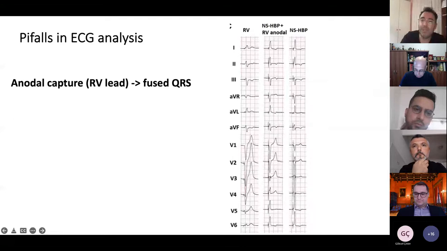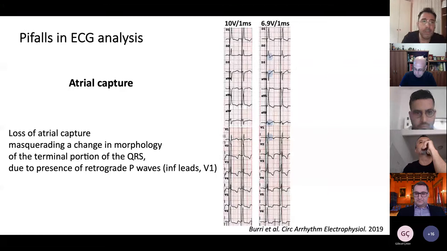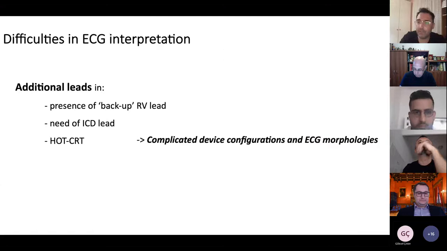Sometimes the His bundle pacing leads can cause atrial capture, and when this atrial capture is lost, we have changes in the terminal portion of the QRS, which may be misleading, and we also need to be cautious about that. Other difficulties in ECG interpretation are when we have additional leads in our patients, such as when we need a backup RV lead, or when we need an ICD lead. In those cases, we have complicated device configurations and ECG morphologies. You have to be aware of that.